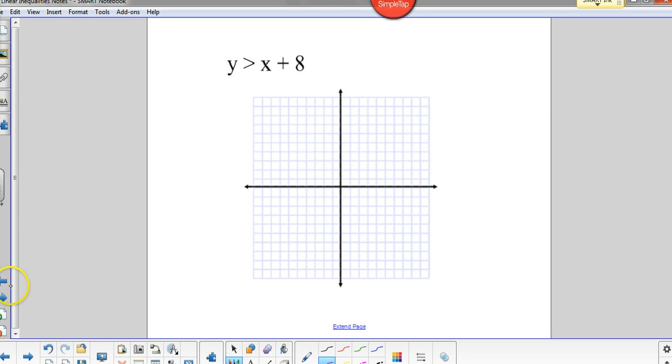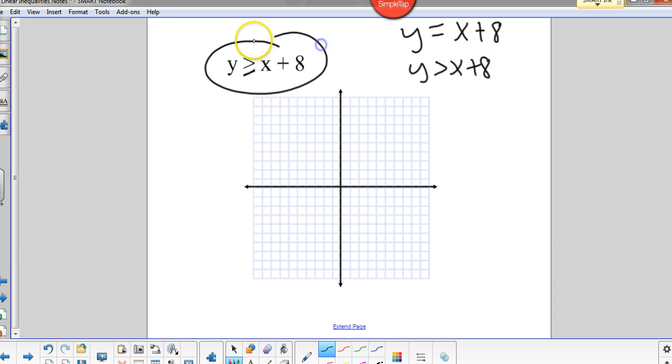If I have, let's say, y is greater than or equal to x plus 8. Well, that's these two things together: y equals x plus 8, or y is greater than x plus 8. So this is made up of two parts. The first part is this line that we have graphed and we're now experts at. So y equals x plus 8 has a y-intercept of 8 and a slope of 1, and so it looks like this.